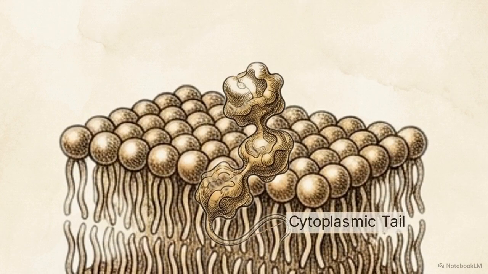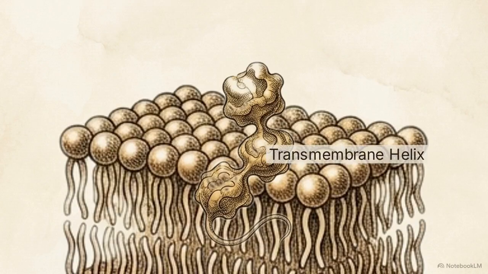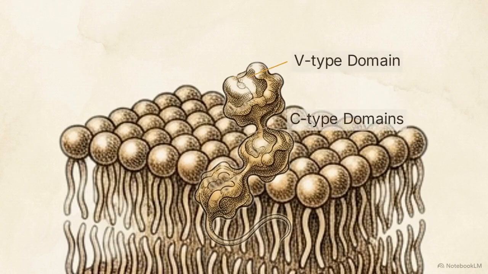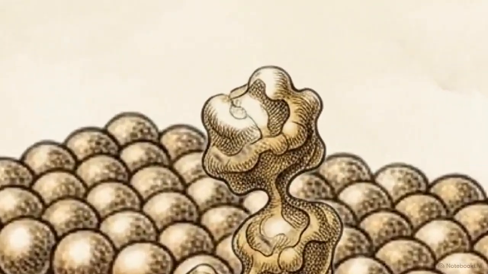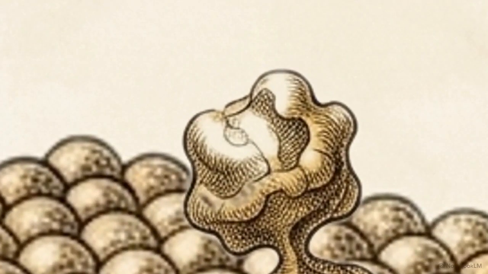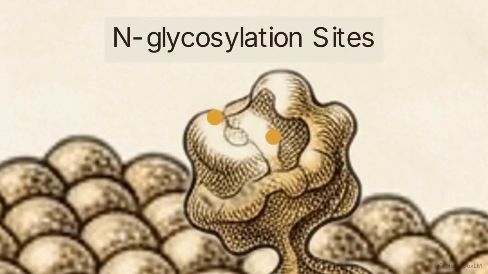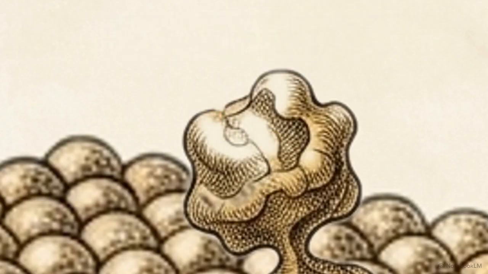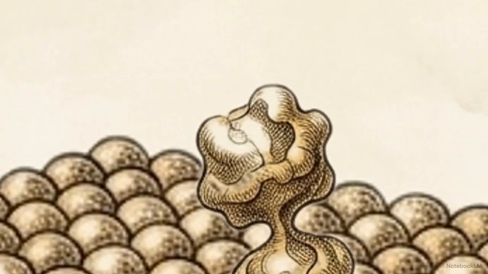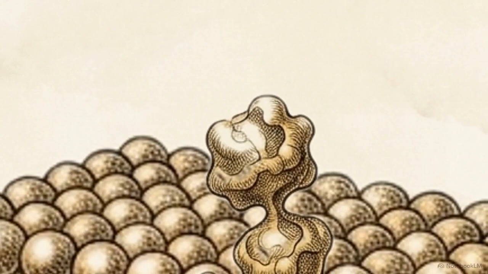Crystallographic data reveals 3 functional segments: a highly charged cytoplasmic tail, a single hydrophobic transmembrane helix, and an extracellular region composed of 2 C-type domains and a singular V-type domain. Here at the top of the receptor, the V-type domain serves as the primary interaction site. It contains 2 essential N-glycosylation sites that allow it to recognize incoming danger signals. Most immune receptors require highly specific pathogen signatures. RAGE operates differently. Its binding surface is highly permissive, allowing it to receive and lock onto entirely different molecular structures.